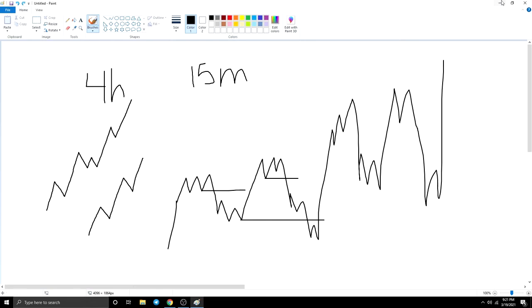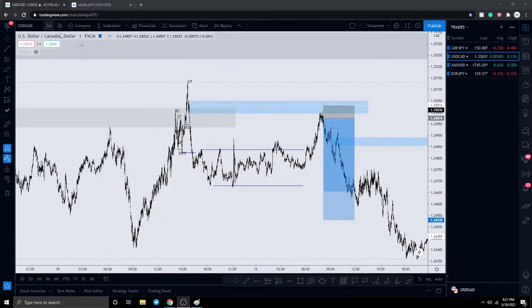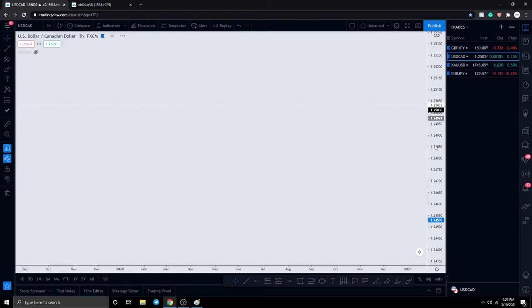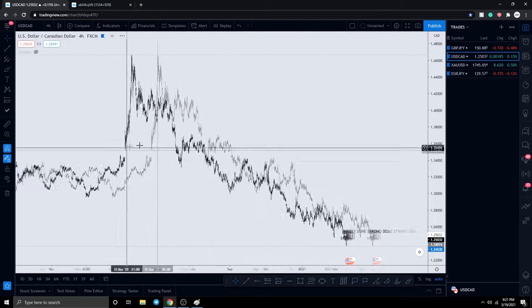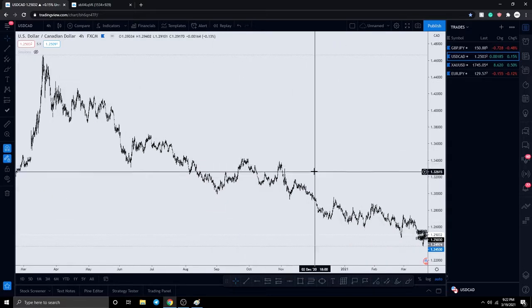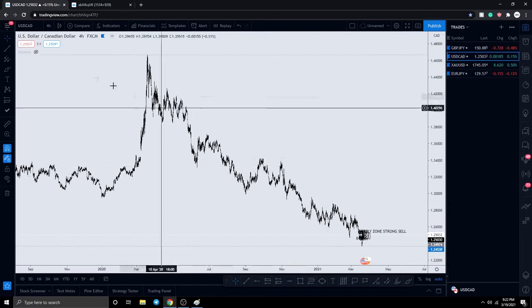Now if we look at the live chart, I'm gonna be taking you guys through this trade I took on USDCAD. If you look at the live charts on the 4 hour right here, it's pretty obvious that the market is moving down. Anyone can see that the market is pushing down. We're in a sell side market.